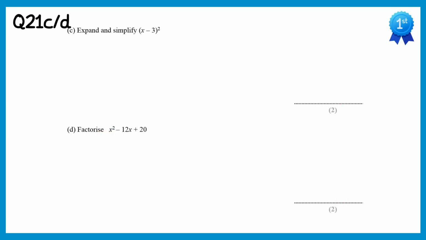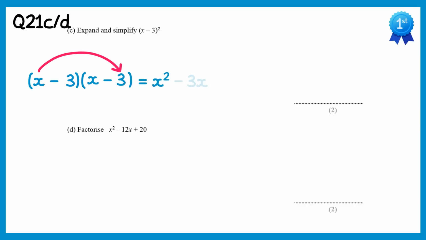For part C, we need to expand this bracket. This bracket is actually x take away 3 times by itself. So we'll do x times x, which is x squared, x times negative 3, which is negative 3x, negative 3 times x, which is negative 3x, and negative 3 times negative 3, which is positive 9. We've got some like terms here that we can collect, so you get x squared, take away 6x, plus 9.